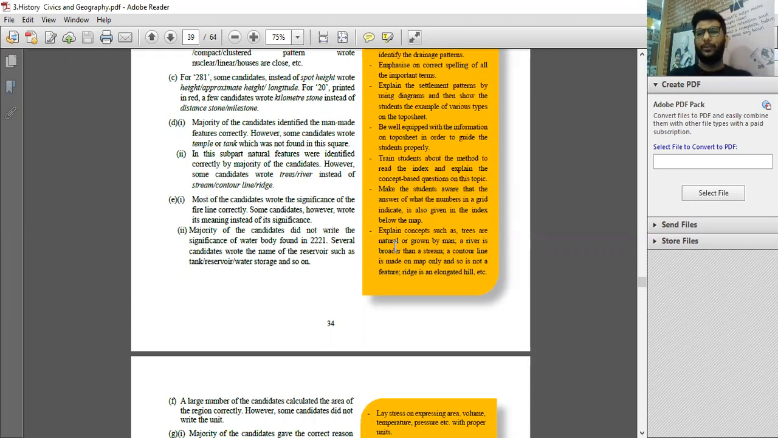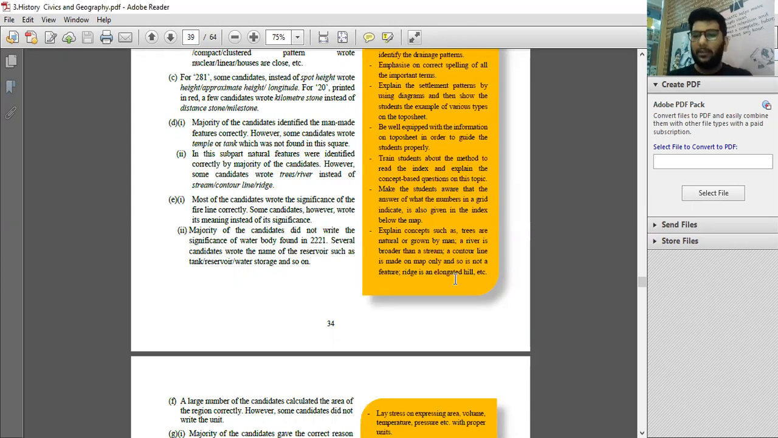Concepts such as trees, which are naturally being grown by man, we have already discussed that. When it comes to trees, they are natural, but they will not be considered as natural symbols or natural landforms which have been identified. Apart from trees, any other natural features can be identified. So I would always recommend you do not consider a tree. Anything apart from trees is fine.